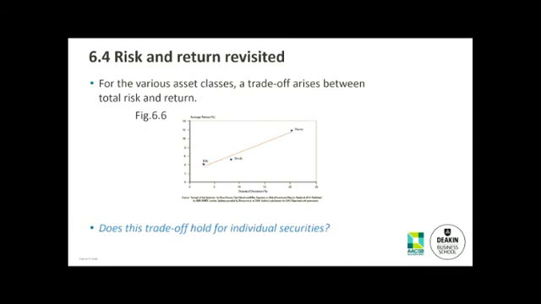Risk and return. For various asset classes, there is a trade-off between total risk and return. Does this trade-off hold for individual security? No, it does not hold for individual security. If you still remember the American airline example, high risk does not necessarily indicate high return because high risk is simply high standard deviation. Am I right? It is the systematic risk component that gives us return, not unsystematic risk. So the risk and return relationship only holds for systematic risk and return.